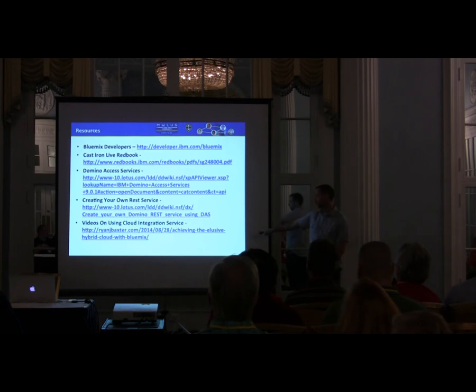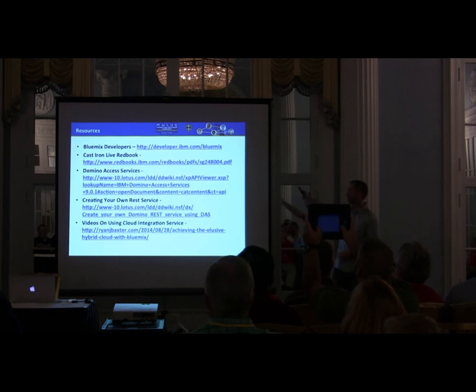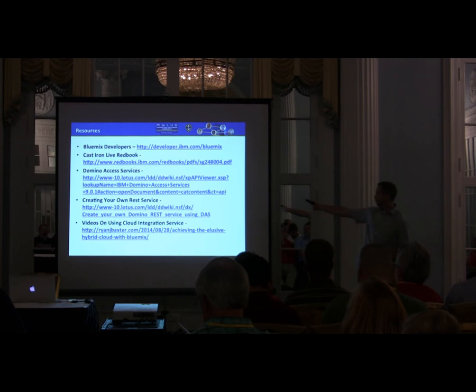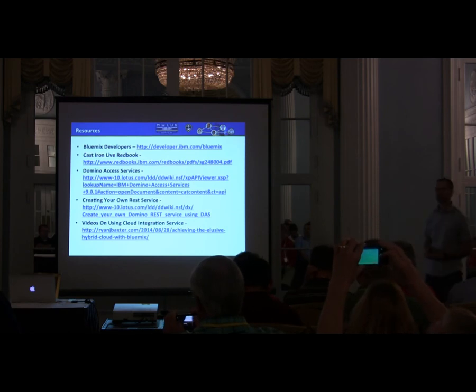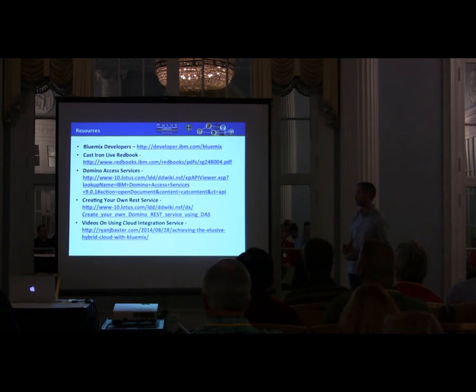This last one shows you all the stuff that I didn't show you about setting up the API cloud integration service. First link is everything you need to know as a developer for Bluemix, developer.ibm.com/Bluemix. The third link and the fourth link are about using the Domino REST services. So that's documentation out in our wikis. And the second one is the Redbook on using the cloud integration service, it's very verbose. Probably not read the whole thing, but I use it a little bit.